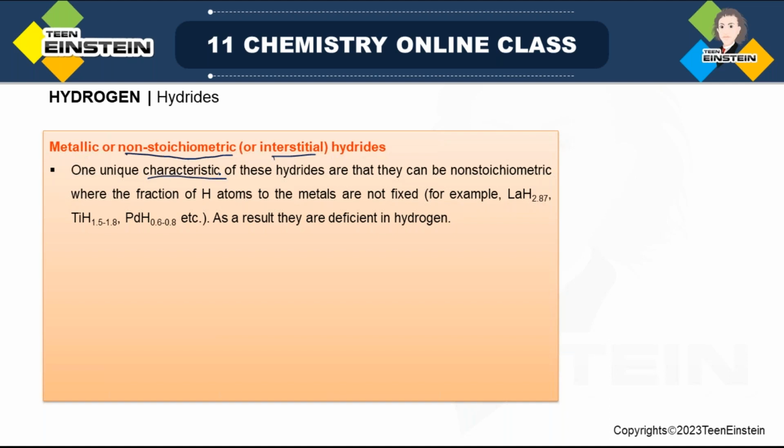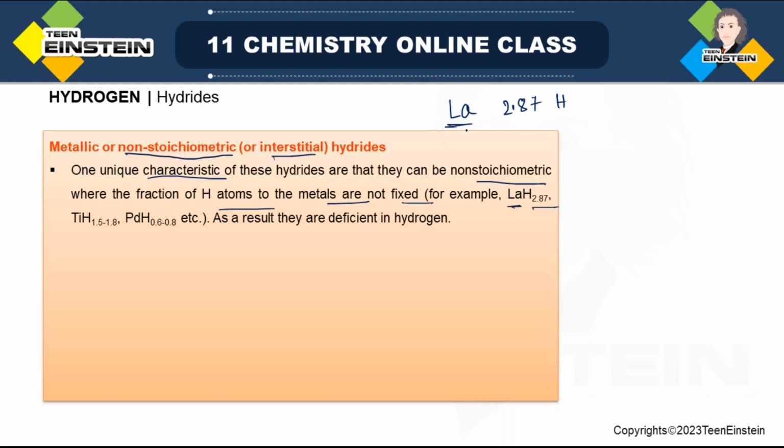So they have a very unique characteristic. What is this unique characteristic? They can be non-stoichiometric, that is, the fraction of hydrogen atoms to the metal is not fixed. Look at the formula. Lanthanum, that is La, which is from the 4f block, LaH2.87. So per La atom, there are 2.87 hydrogen atoms. Normally this type of formula, that is a fraction, we do not see. But this is the unique property that we can get this type of values.